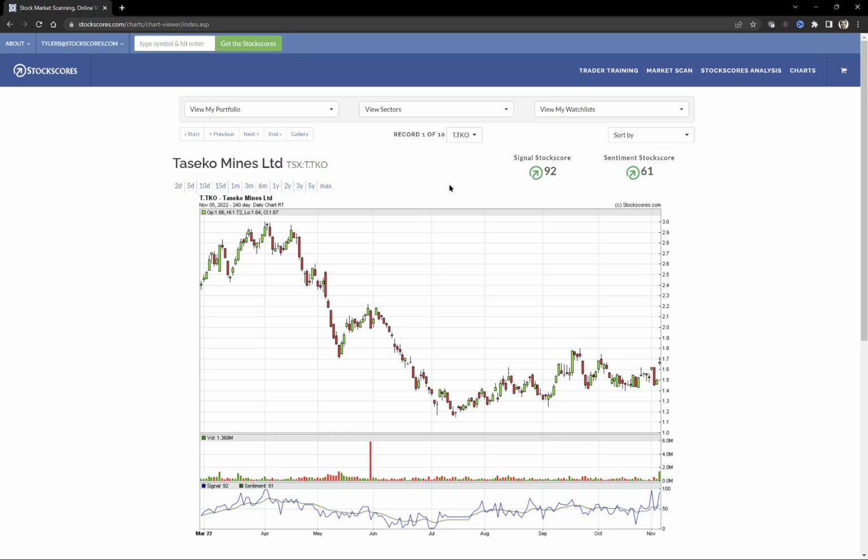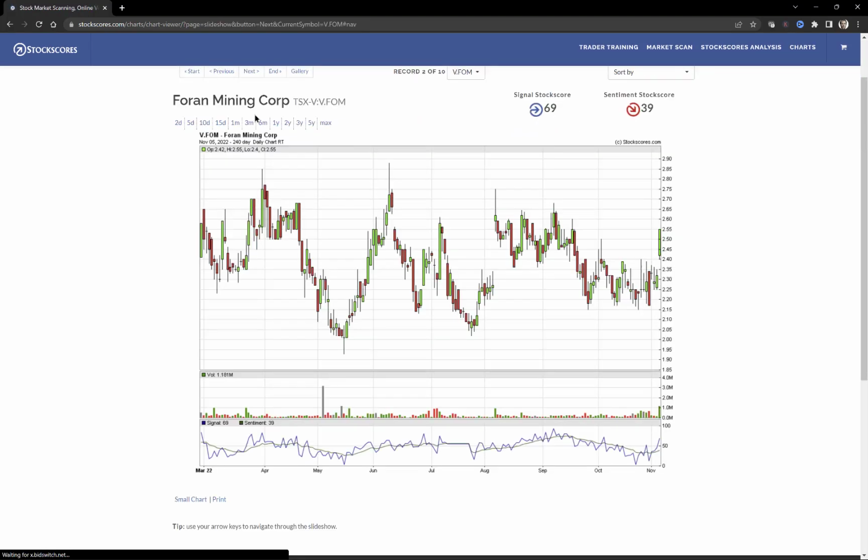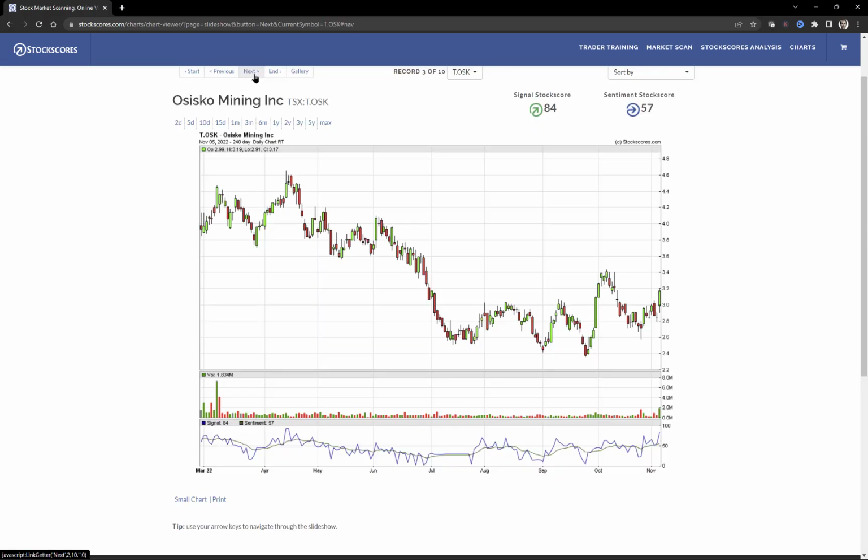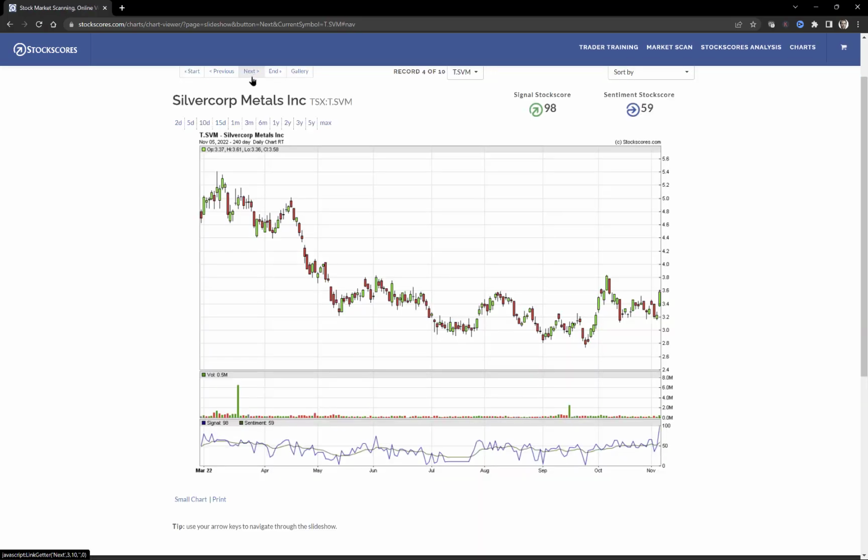All right, so that's one chart, and I can just go on to the next one using these little navigation buttons and just going through looking for the kind of chart patterns that I want to see.